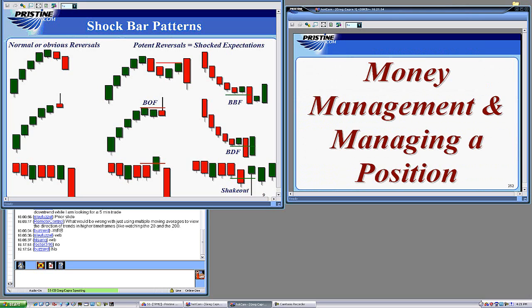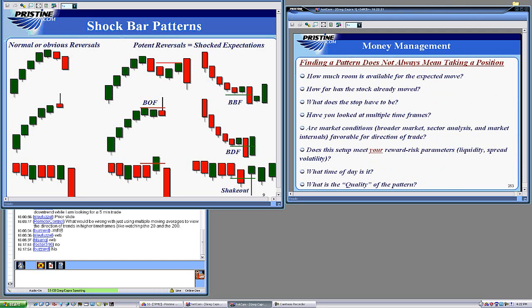Without money management and rules for managing the position, everything else, while interesting, odds are you'll lose money. If you are putting on position sizes that are too big, sooner or later you're going to blow up. If you don't have rules for managing the position, you're not going to know how to handle them, which we've gone over. But let's review.